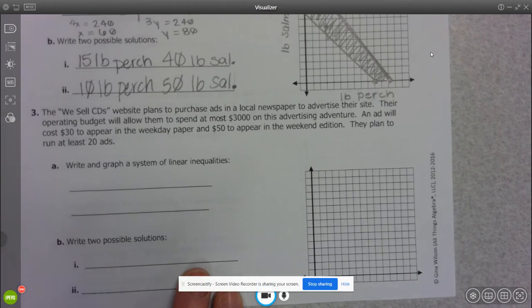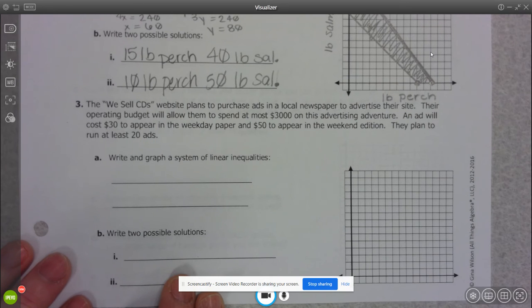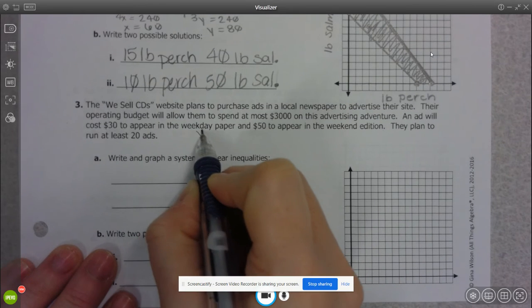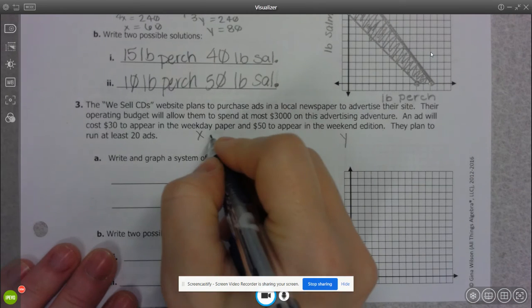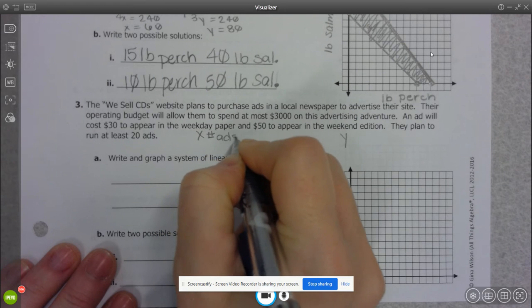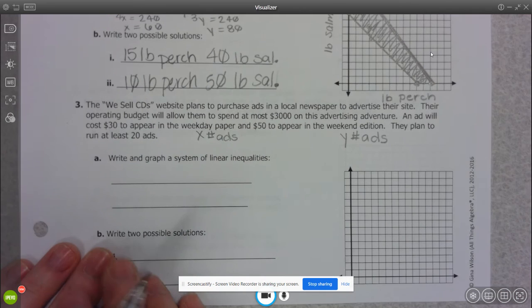All right, moving on to number 3. So We Sell CDs website is going to purchase ads to advertise their site. Operating budget will allow them to spend at most $3,000. An ad is $30 in the weekday paper and $50 on the weekend paper, and they plan to run at least 20 ads. So I'm going to say that our weekday is x and our weekend is y, and that's going to be the number of ads for the weekday and the number of ads for the weekend.